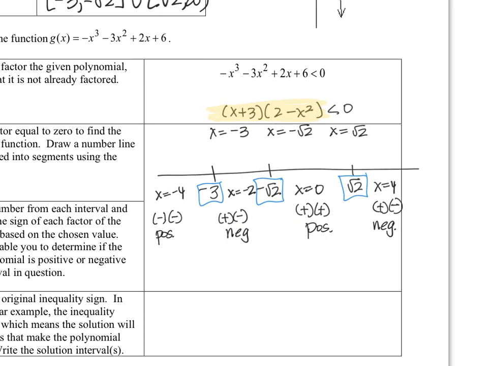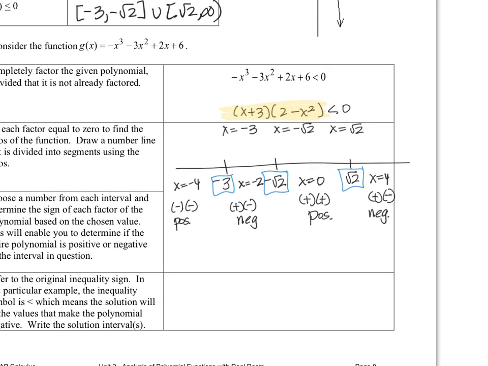All right, so let's answer our question. We have all the information we need. Where is it less than 0? It is less than 0 where it's negative. So this range and this range. So that means it would be from negative 3 to negative square root of 2, and then again from square root of 2 to infinity. So notice how our algebra confirmed what we found in the graph.